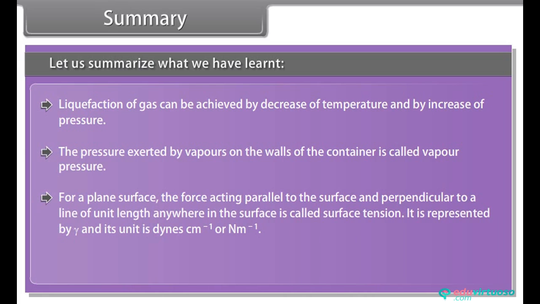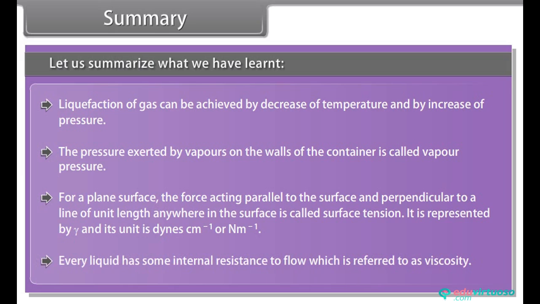For a plane surface, the force acting parallel to the surface and perpendicular to a line of unit length anywhere in the surface is called surface tension. It is represented by gamma and its unit is dynes per centimeter or Newton per meter. Every liquid has some internal resistance to flow, which is referred to as viscosity.